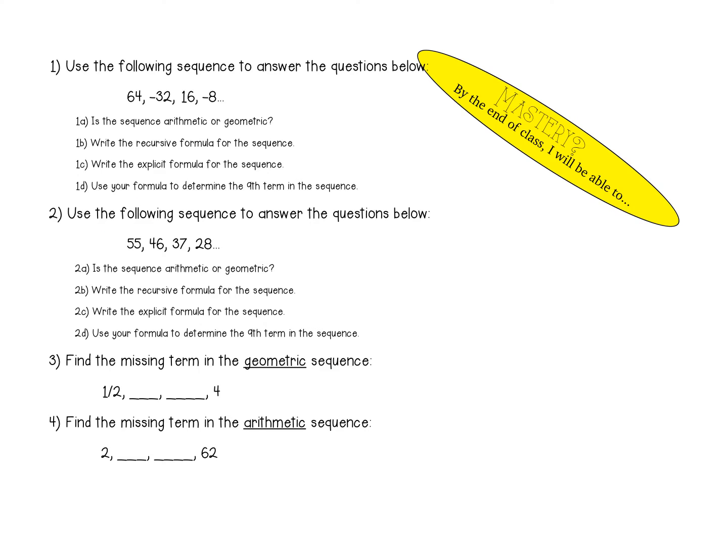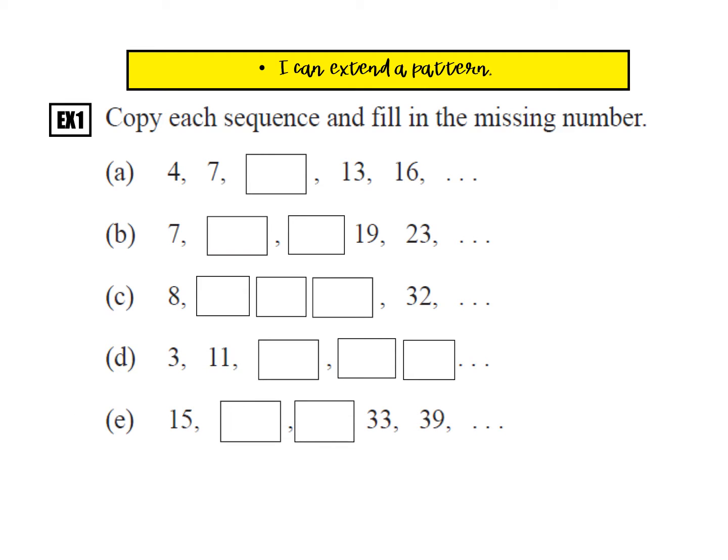So by the end of class, the subjective mastery will look like one of these, or answering these 4 questions. So given a sequence, identifying if it's arithmetic or geometric, writing the recursive formula, writing the explicit formula, and then using that formula to find a specific term. It's also going to involve finding the pattern and filling in for missing numbers.